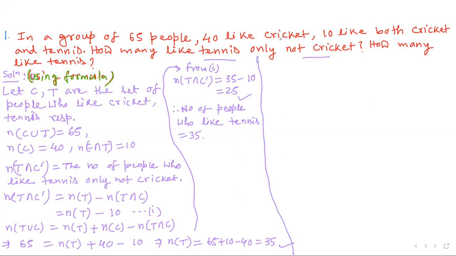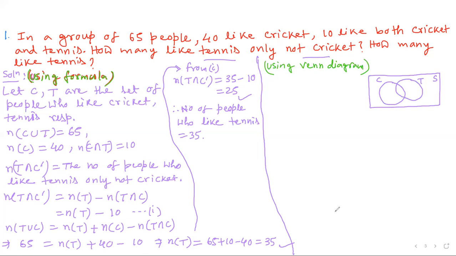Now I will apply the Venn diagram method. For that, first I will draw one Venn diagram. This is the rectangular box, which will represent the universal set. And here two types of sets we have to consider. Suppose this is the set for cricket, and another set for tennis.